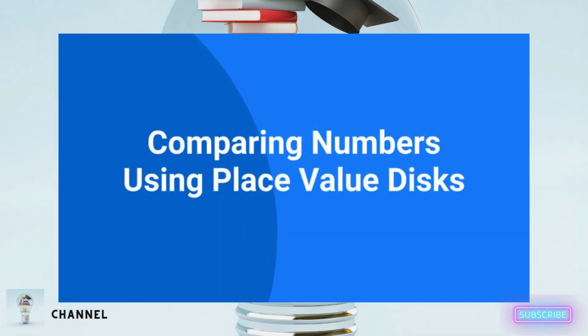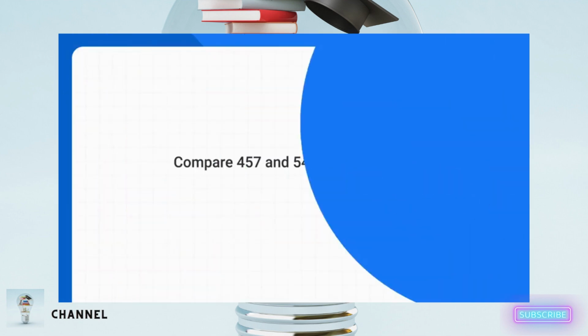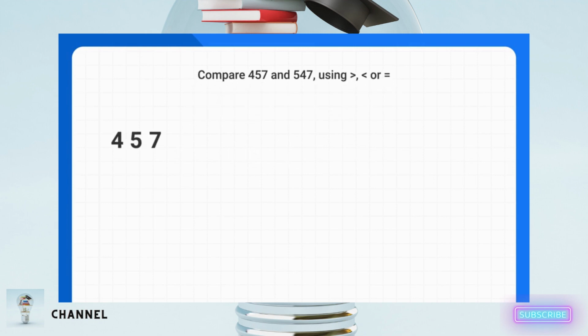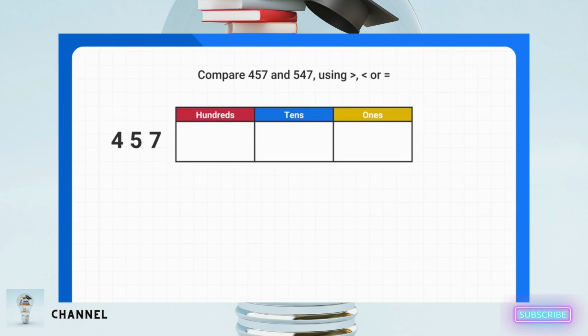Today, we're learning how to compare numbers using place value disks. Let's start by comparing 457 and 547 using the greater than, less than, or equal to symbol. Well, let's get started by showing these numbers with place value disks. I can make 457 by using 4 hundreds disks, 5 tens disks, and 7 ones disks.